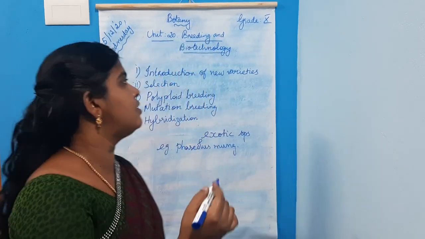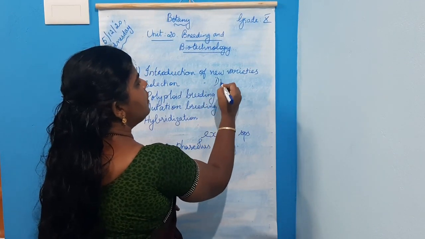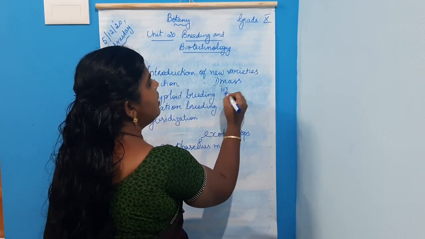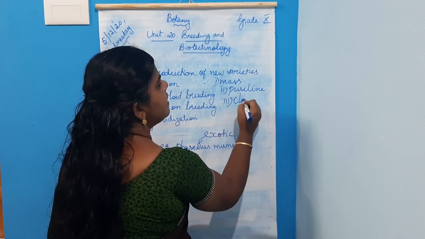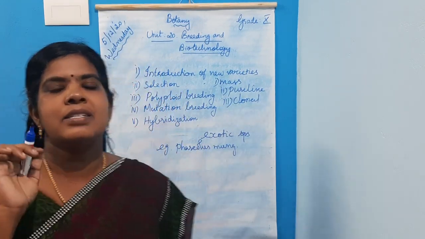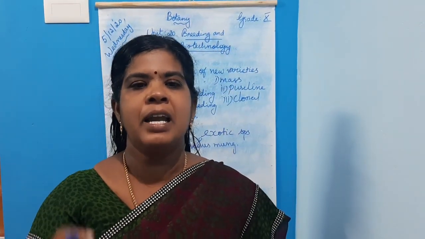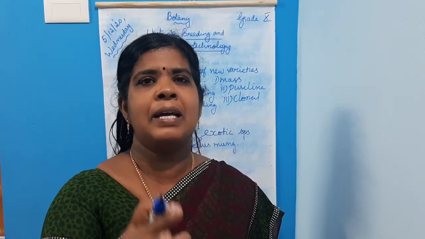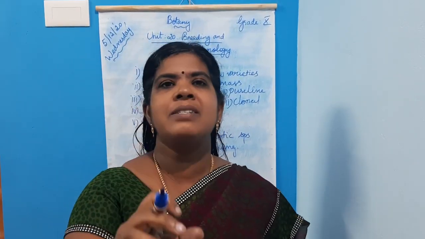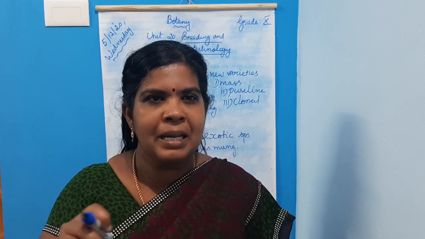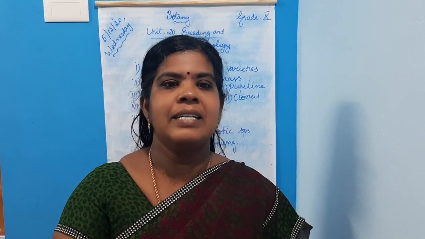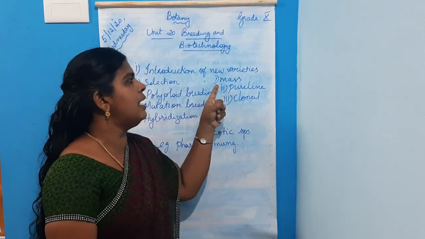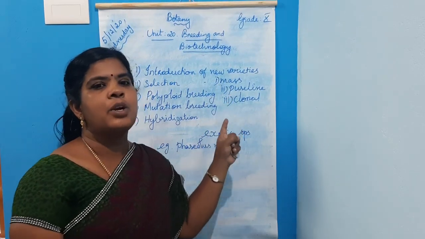Selection is of three types: mass selection, pure line selection and clonal selection. So from a mixed population, plants are selected based on their external or morphological characters. There are three methods of selection. What are they? Mass selection, pure line selection and clonal selection.